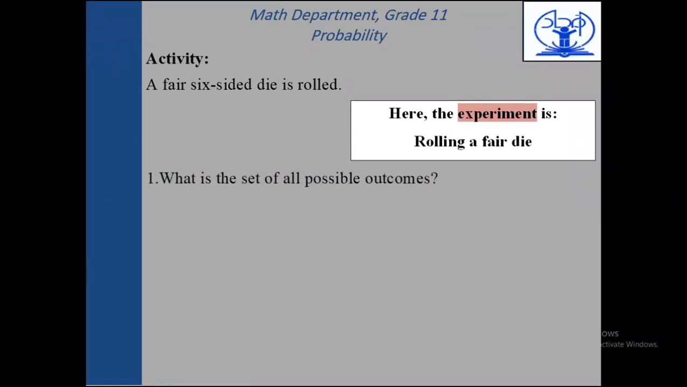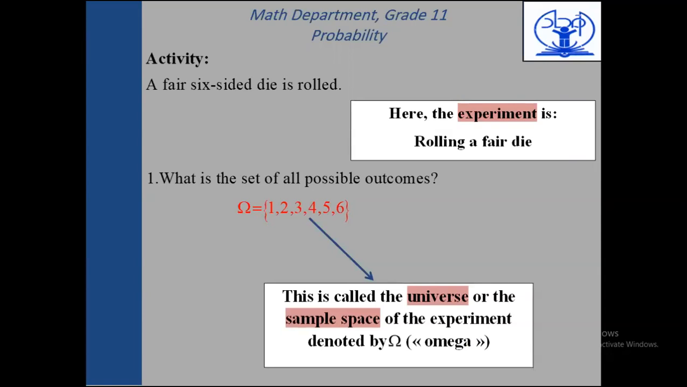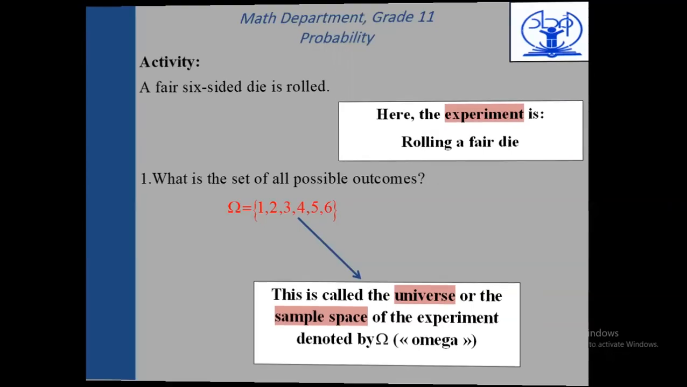What is the set of all possible outcomes? If you roll a fair die, the possible outcomes are 1, 2, 3, 4, 5, or 6. So this is the set of all possible outcomes. This is called the universe or the sample space of the experiment. So it consists of all possible outcomes of the experiment.